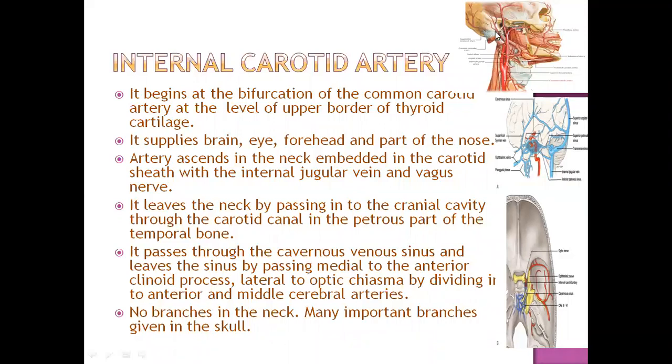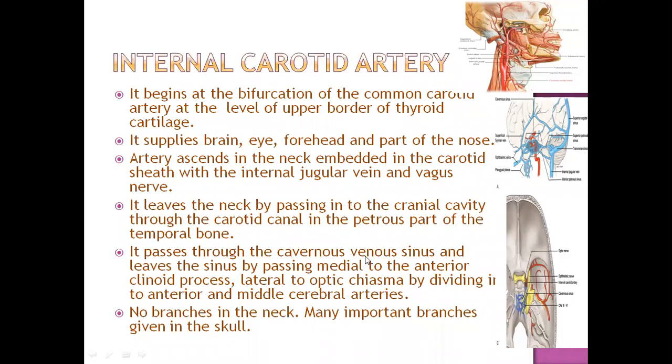Inside the skull, it gives central and cortical branches to the brain, and it also supplies the eyeball and the retina. So this is a very important artery, and it passes through the cavernous sinus. We will discuss how it comes through the petrous part of the temporal bone, passes through the cavernous sinus, and gives the ophthalmic artery, middle cerebral artery, and anterior cerebral artery.